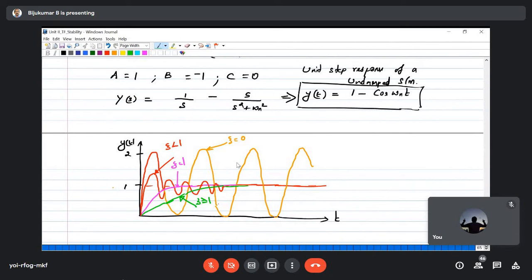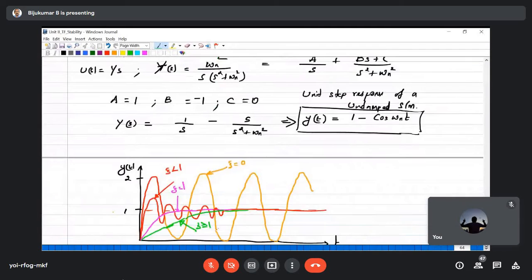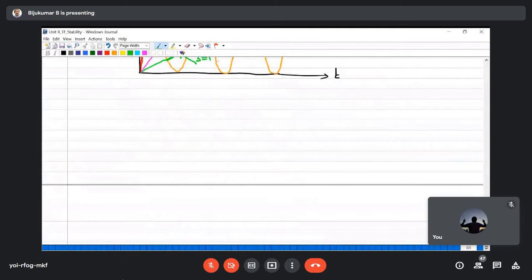Now we will take one electrical circuit, a second order electrical circuit. We have already seen a first order system, right? Can you tell one example of a first order electrical circuit? RL circuit, right? Okay.